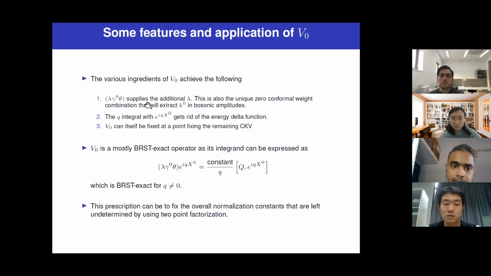The various ingredients like lambda, gamma, theta go into producing the K0 factors. The Q integral gets rid of the energy delta function. V0 itself can be used to fix the remaining CKV. Also, one important feature is that V0 is mostly a BRST exact operator. That is to say, its integrand is BRST exact for Q not equal to 0. This prescription can finally be used to fix the overall normalization constants that are left undetermined by the 2-point function.